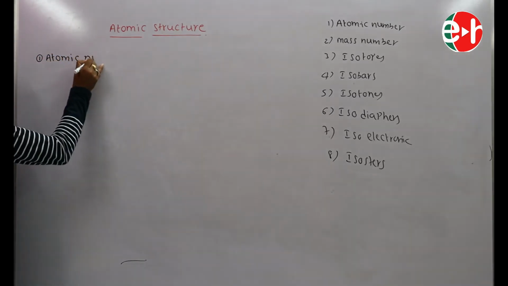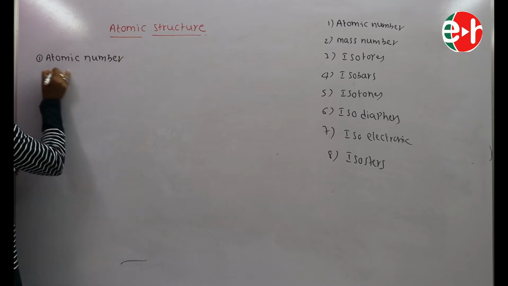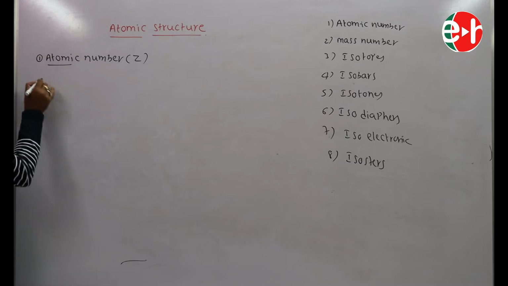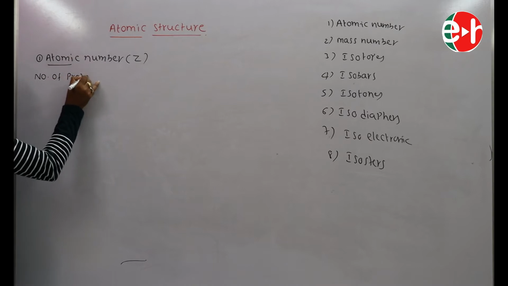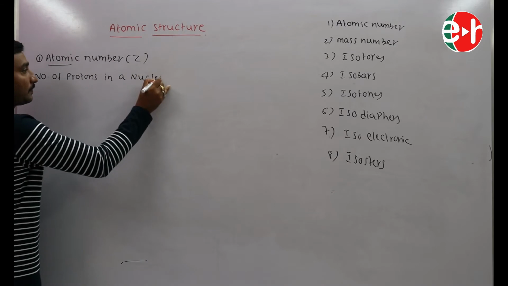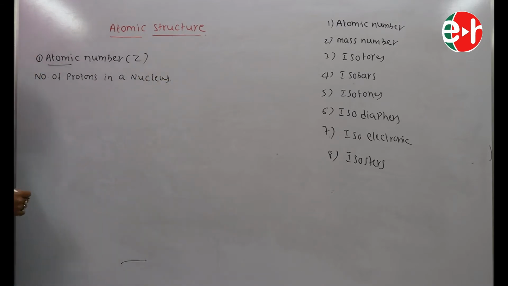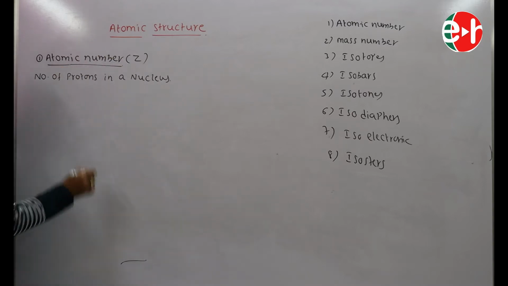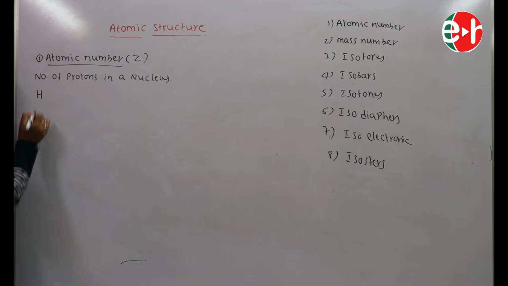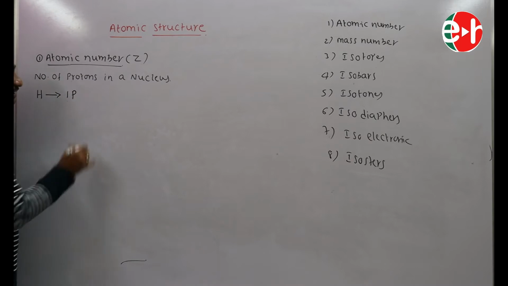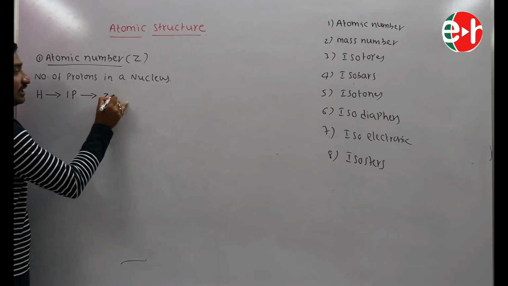First one, atomic number. It is denoted by Z. It is the number of protons in a nucleus. The number of protons in a nucleus is called the atomic number. For example, hydrogen: in its nucleus, it has only one proton. That's why the atomic number of hydrogen, Z, is equal to 1.